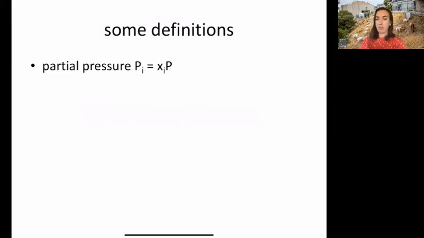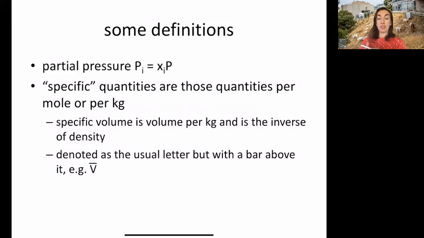And then also the idea of specific quantities. A specific quantity is that quantity per mole or per kilogram, so per amount of stuff. Volume is in units of maybe meters cubed, but specific volume is volume per kilogram. If you remember, density is kilograms per volume, so specific volume is the inverse of density. But that's just an example. You could have a specific heat, whatever, any quantity, but I'm just giving volume as an example.